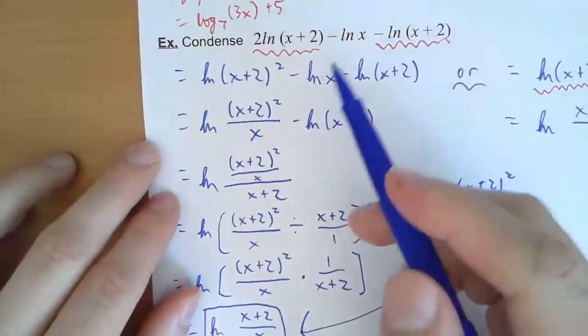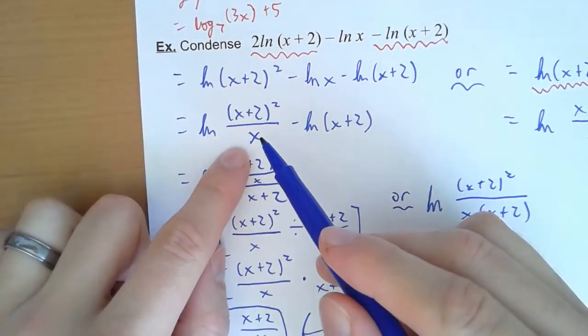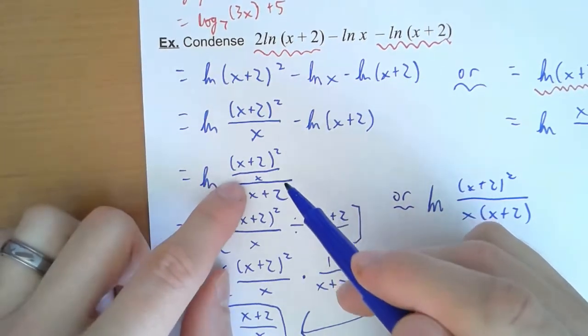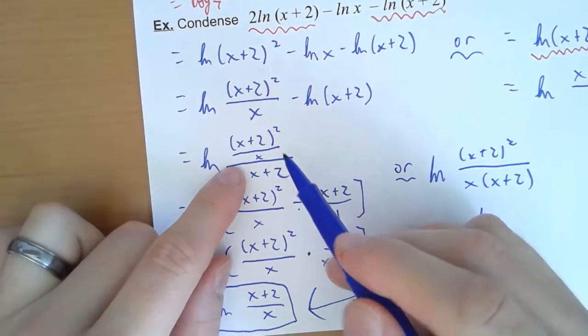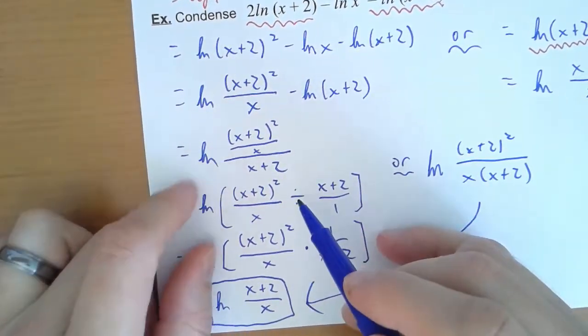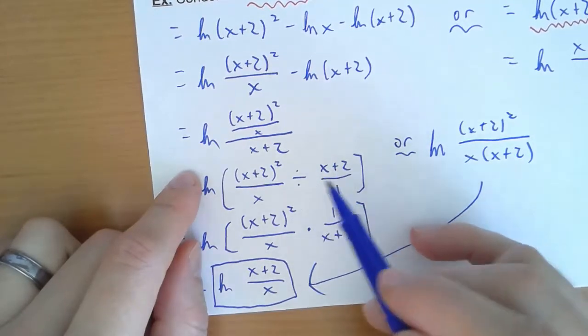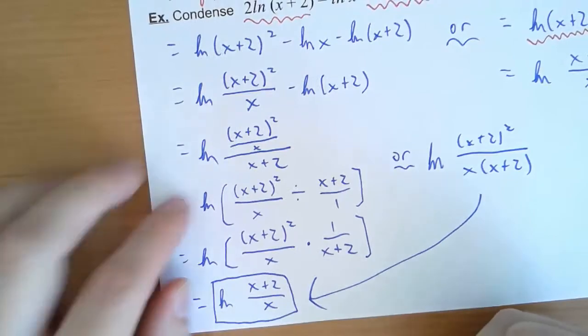If you weren't sure about that, though, what you could do is you combine the first two together into one fraction, and then you've still got subtraction, so you could have that fraction divided by this. And then, of course, complex fractions. Fraction is just a division problem, so you can change that fraction to division. Division, we multiply by the reciprocal, and then it works out.